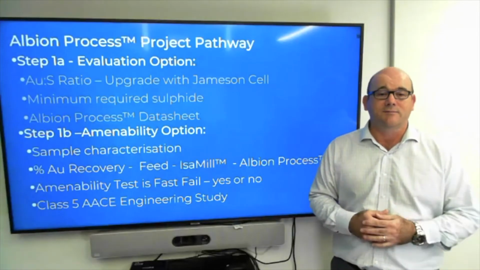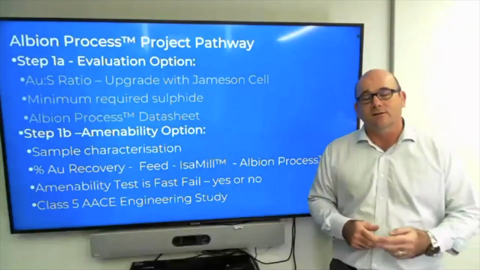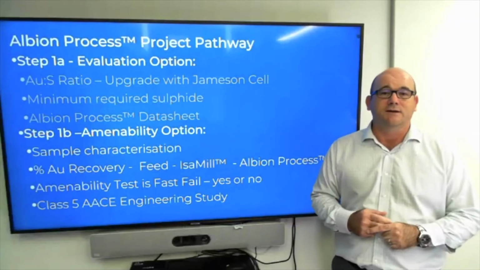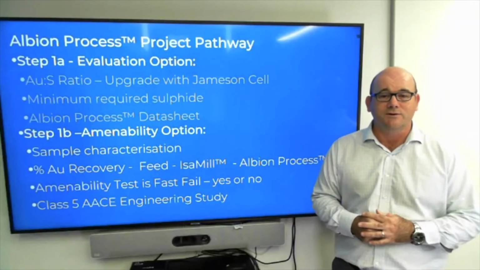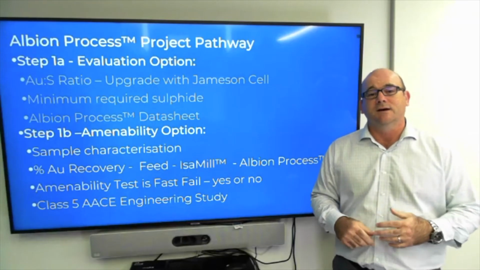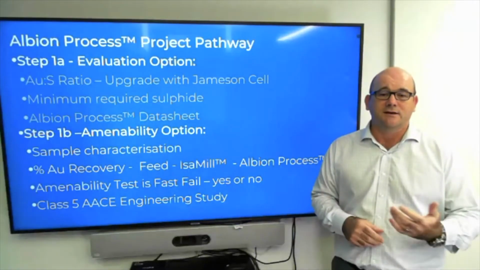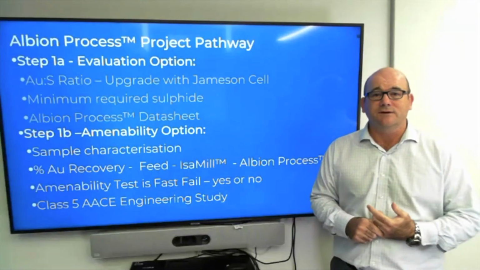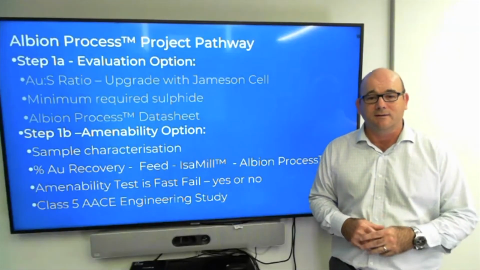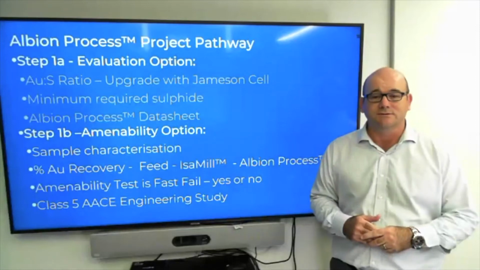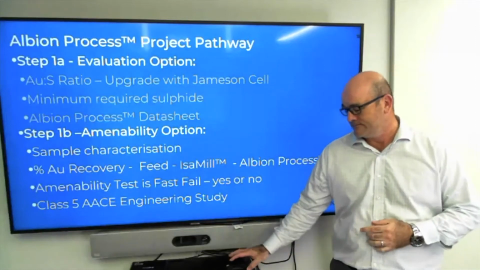Once we've done an amenability test, we can then look at doing a class 5 engineering study, which is a plus or minus 40 to 50% capex. So we would take that using our database of mechanical equipment costs. We then do a factored estimate to work that out for you.